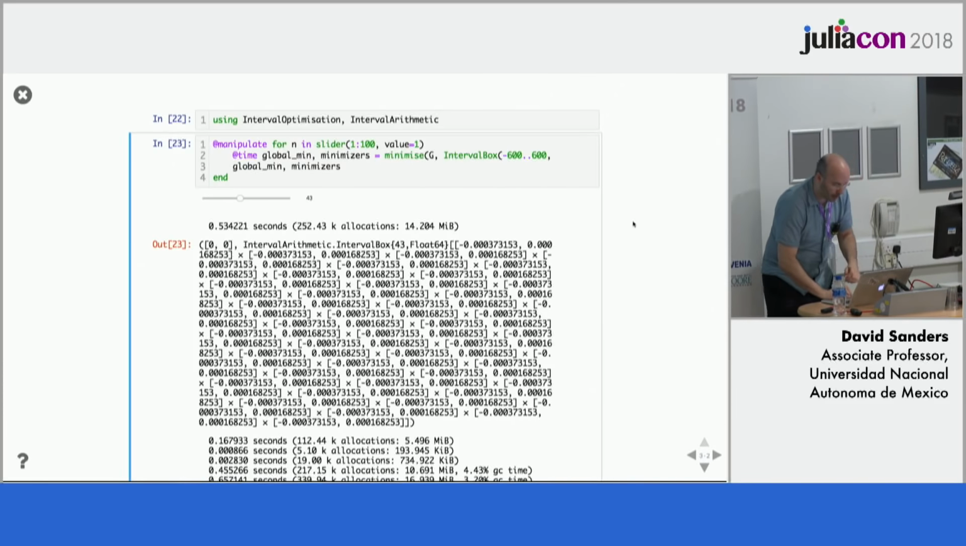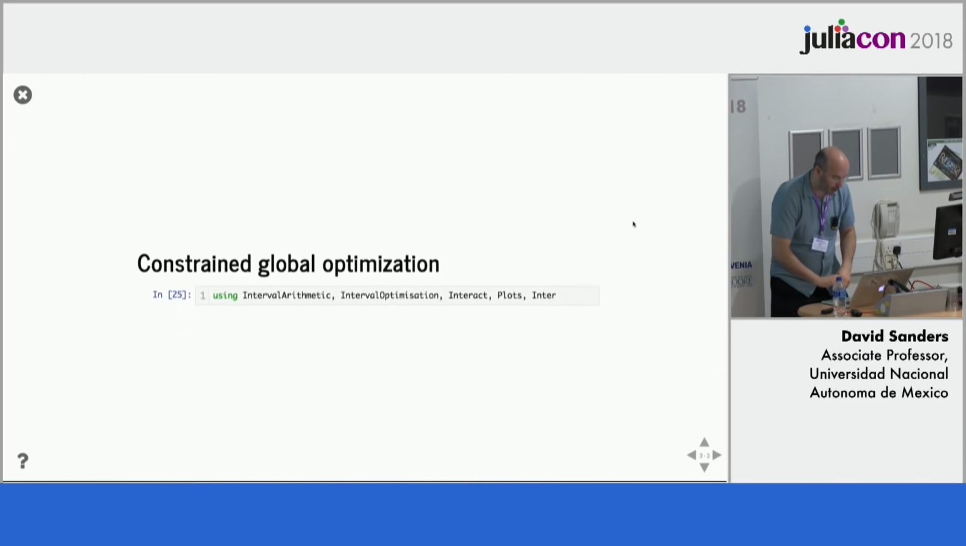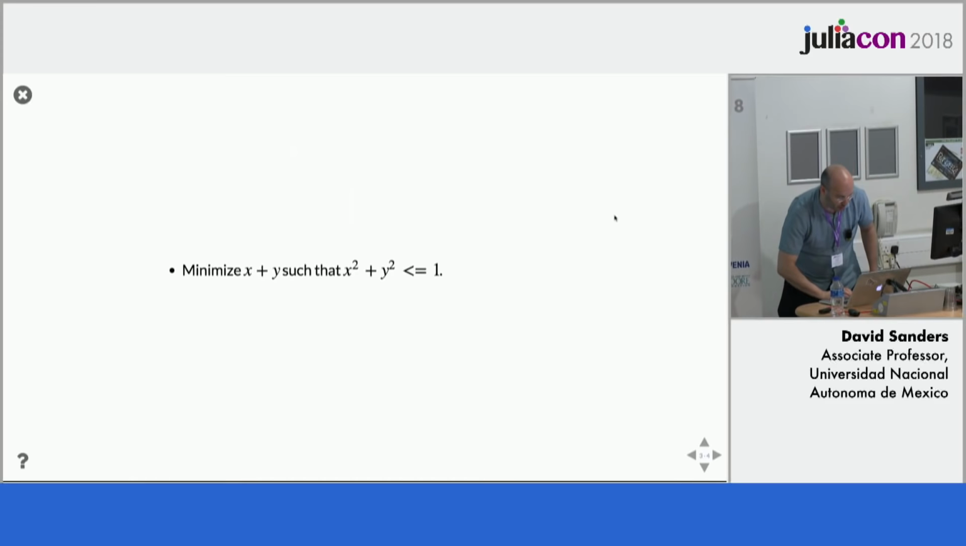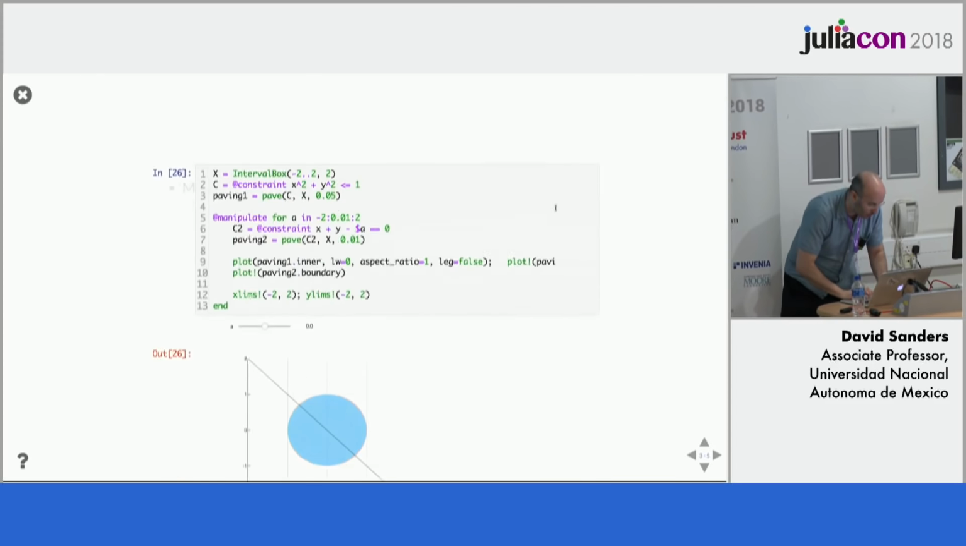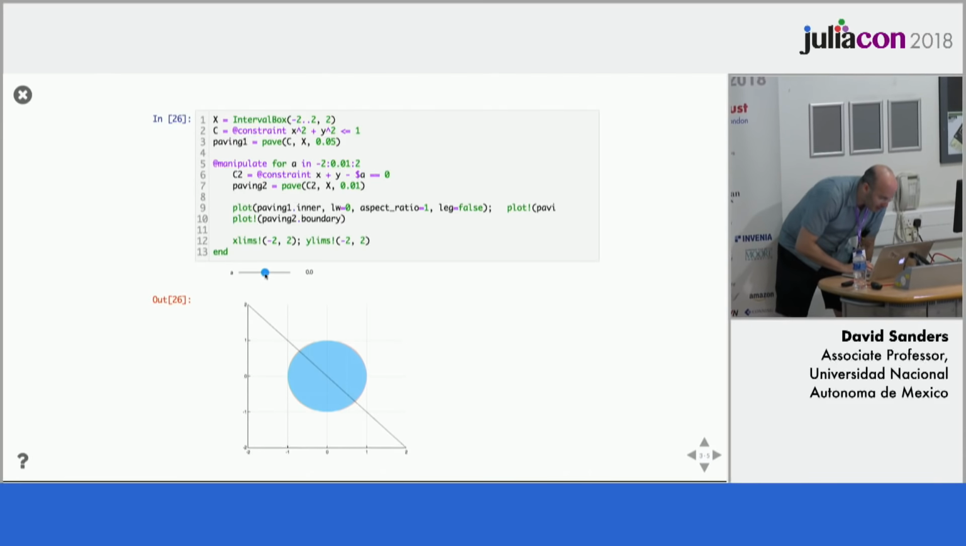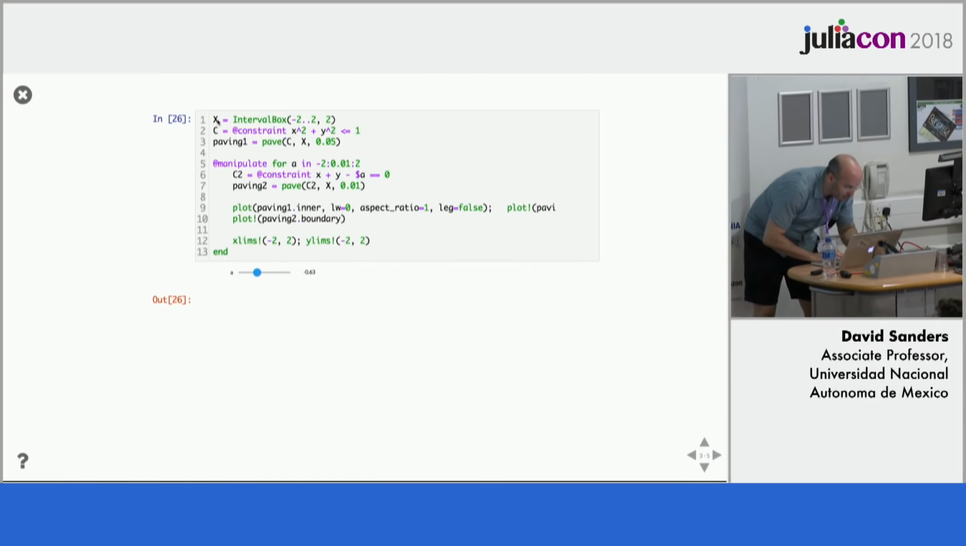Okay, and then finally in this part, what about constrained global optimization? So can we minimize x plus y such that x squared plus y squared is less than or equal to 1? So that looks like this.